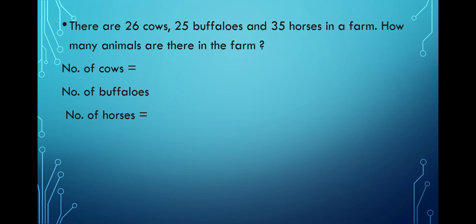Okay, so the question, here it goes. There are 26 cows, 25 buffaloes and 35 horses in a farm. Alright, how many animals are there in the farm?